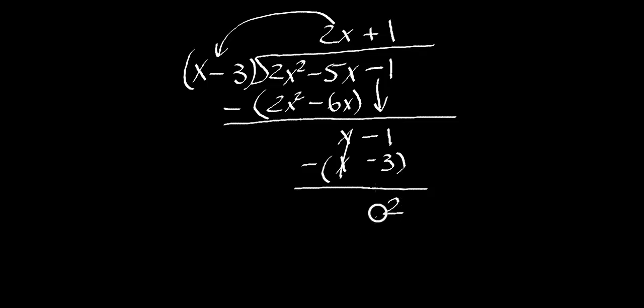And we can't do this any further, right? Because you don't even have an x term here. So this is something called a remainder.